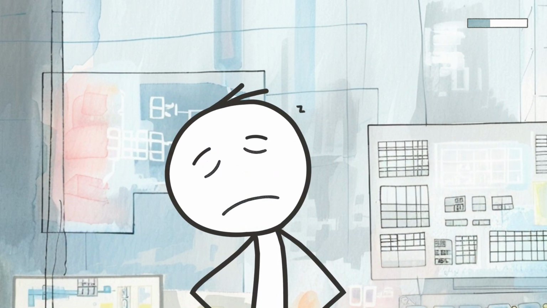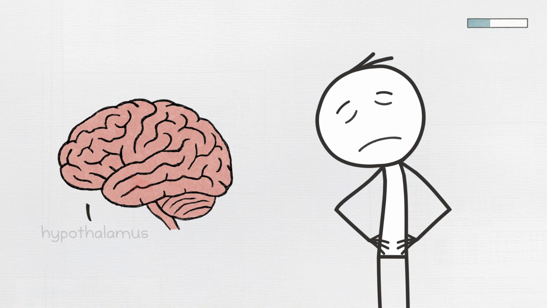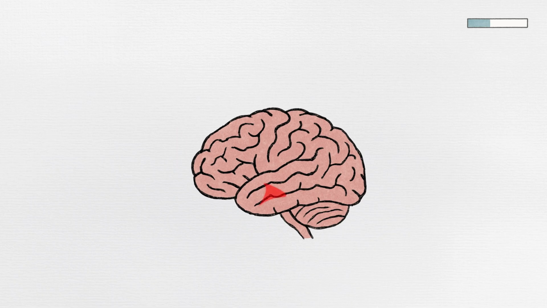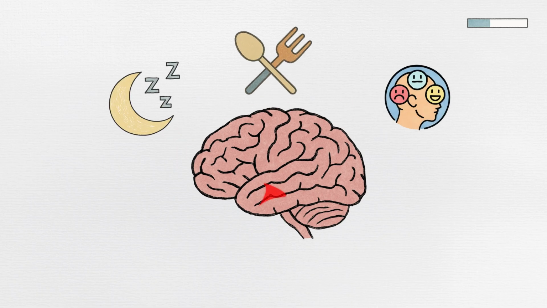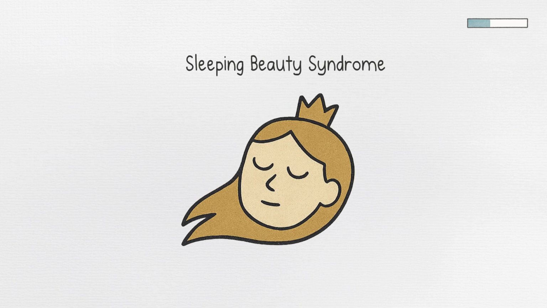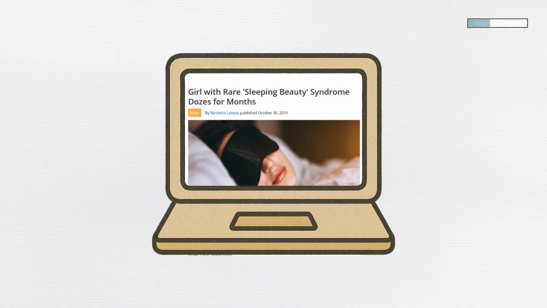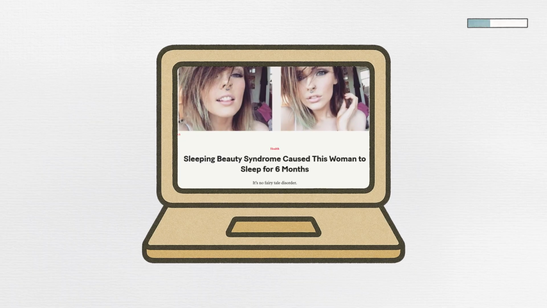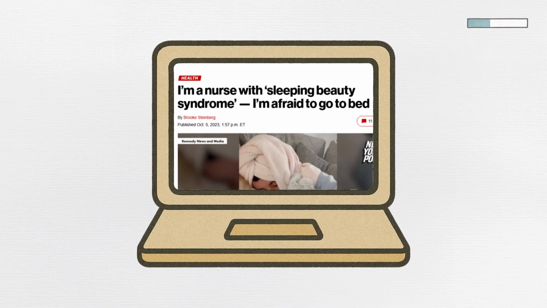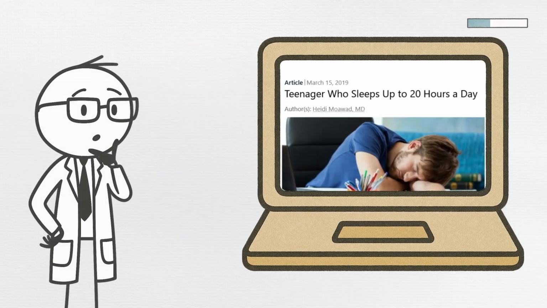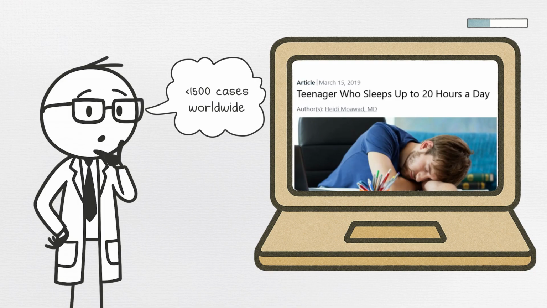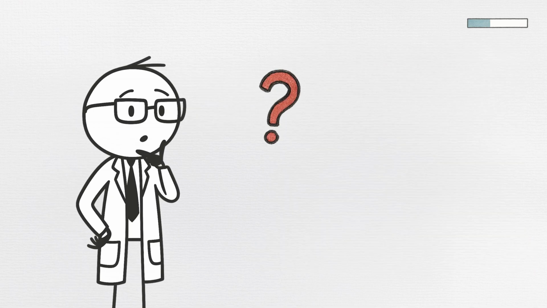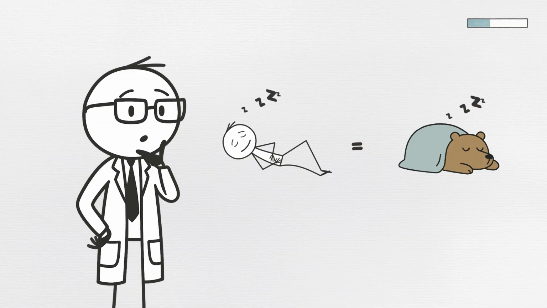The exact cause is still unknown, but many researchers believe there's a genetic component that affects the hypothalamus, the brain region that controls sleep, appetite, and behavior. It's been nicknamed Sleeping Beauty Syndrome, but real-life cases are far less dreamy. Some people lose years of their lives to these episodes, stuck in a cycle of sleeping, forgetting, and trying to catch up. Fewer than 1,500 cases have ever been reported, but it leaves scientists wondering, is this a disorder or a dormant function we've just forgotten how to control?